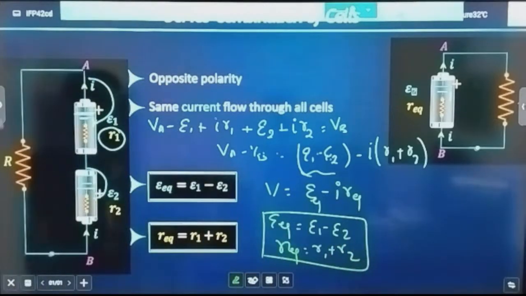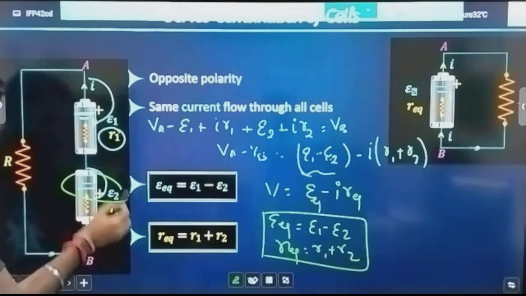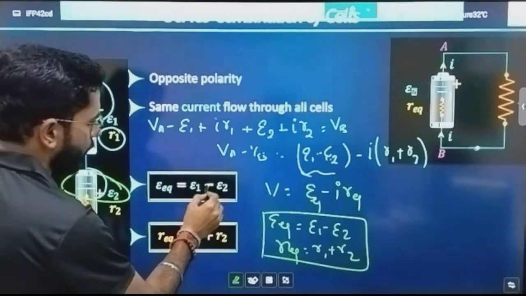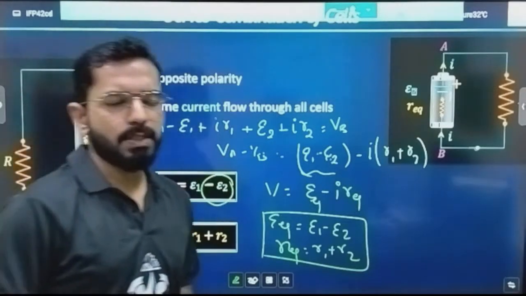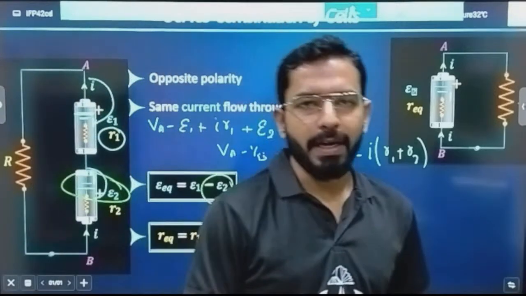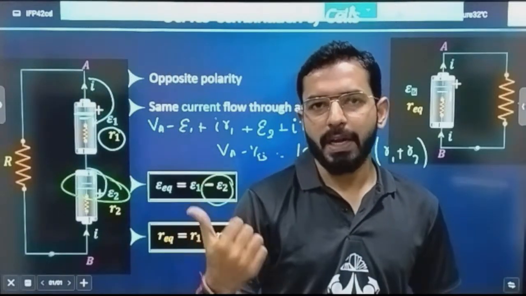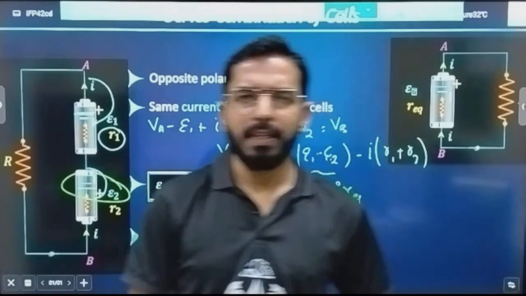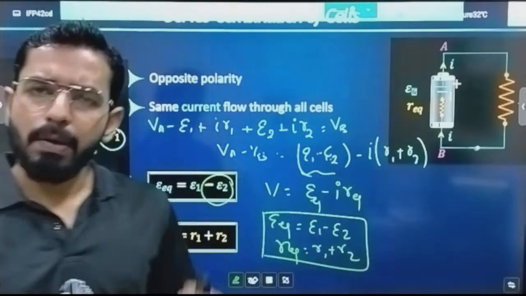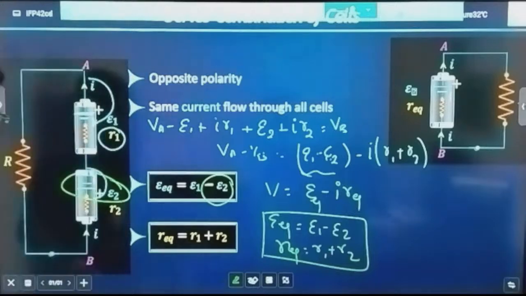Polarity is for the battery. That means for the E2 whose polarity you have changed, it will just change the sign. E1 will be at its place, and in place of plus E2 you will write minus of E2. Simply remember, if you are changing the polarity, from positive polarity it will become negative polarity. That's it. That is the change you have to make, there is no need of anything further. The same will go for the parallel combination also, which we will see there.